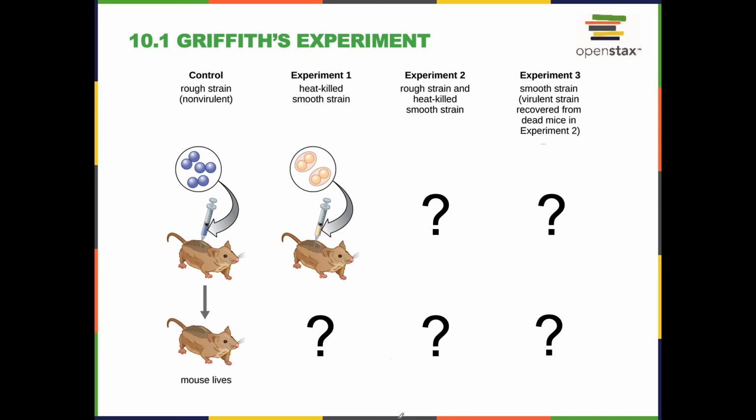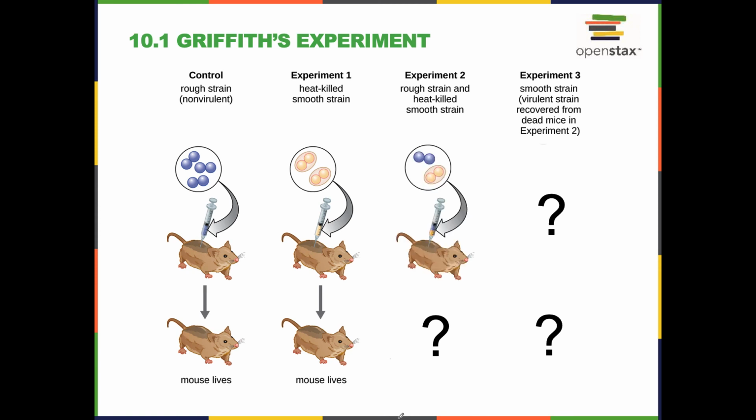What do you think happens to the mouse that we stuck with the heat-killed smooth strain? Well, if you said to yourself, the smooth strain you said was pathogenic or virulent, but we killed it. Unless it's a zombie, nothing could happen. Mouse should live. And you're right. Mouse lives. So now let's get to the good part. Griffith took the rough strain, remember, doesn't cause disease, took the heat-killed smooth strain and stuck it into the mouse.